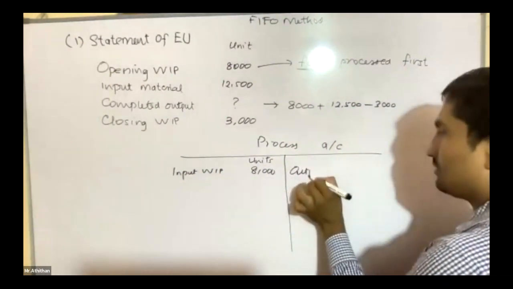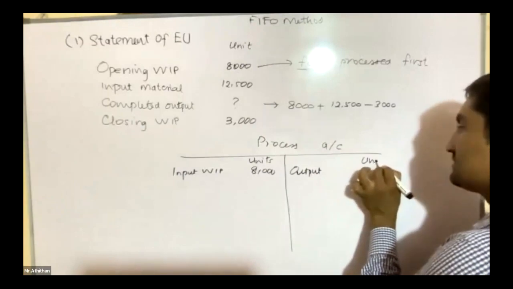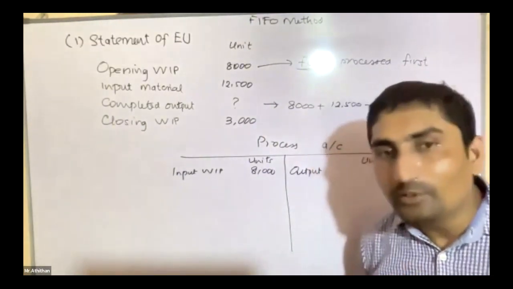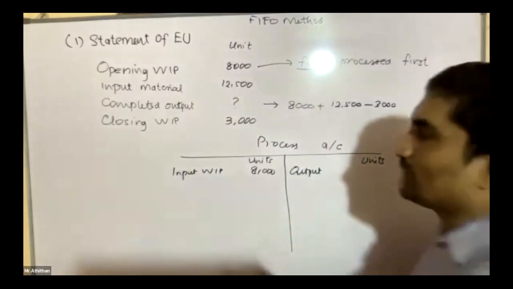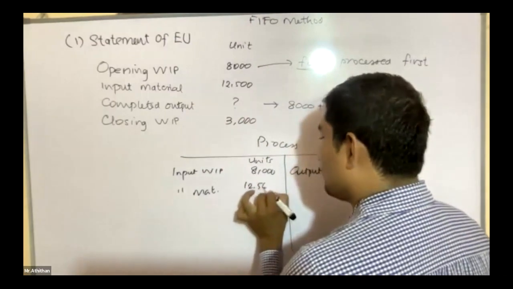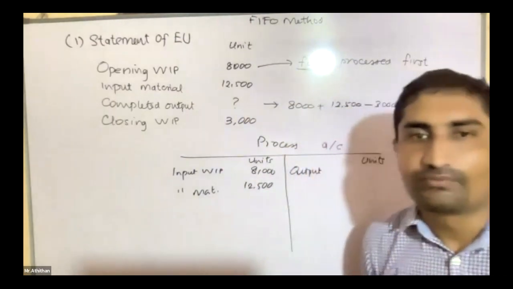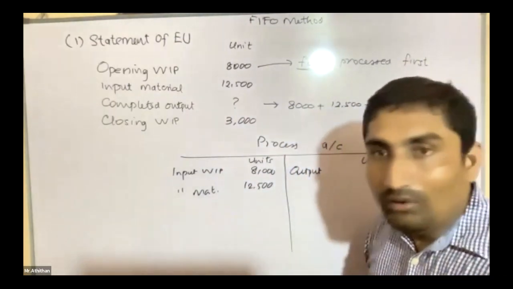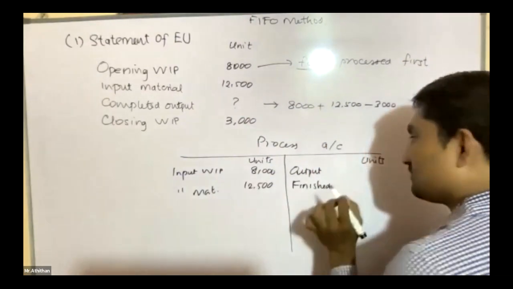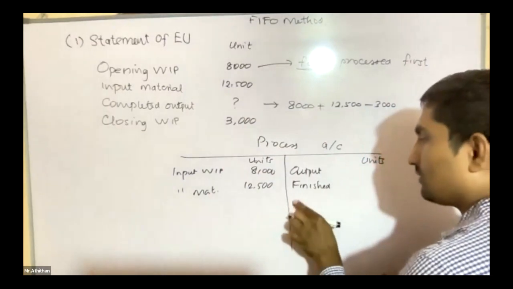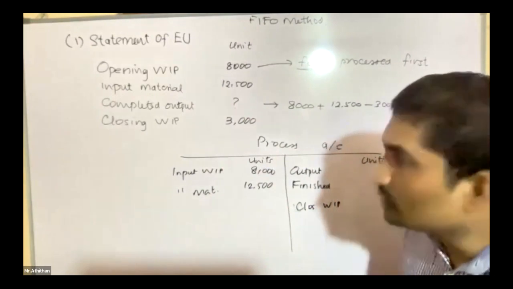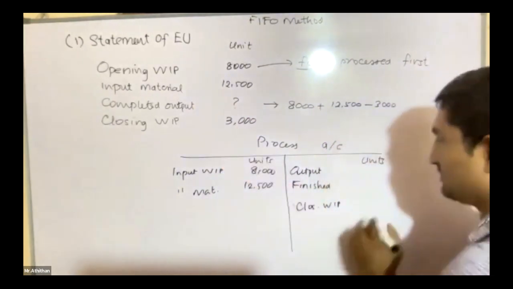Output units. I'm working on units only. Cost பத்தி நான் இப்ப பார்க்க போறது units மட்டும் பார்க்க போறேன். Right. Input material 12,500. Okay. Now finished. Closing WIP is 3000.